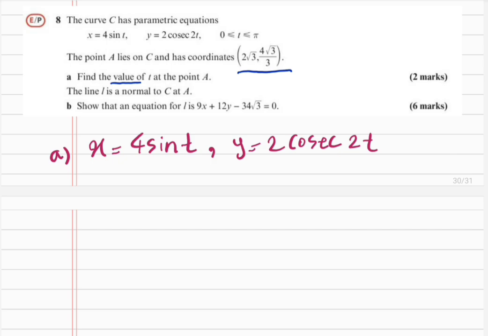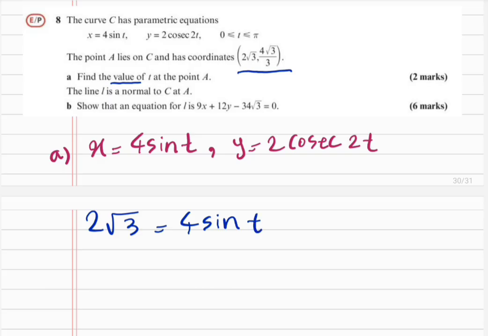Okay, so normally we have the value of t and we find the coordinates, right? But in this case, we have the coordinates and we are expected to find the value of t, which is probably the more involved way, because when you have t, it's very easy to find the coordinates. But when you have the coordinates, sometimes it can be a bit tricky. So let's just start with the x coordinate. When x is 2 root 3, we want to know the value of t.